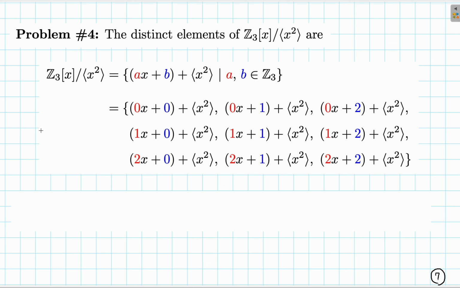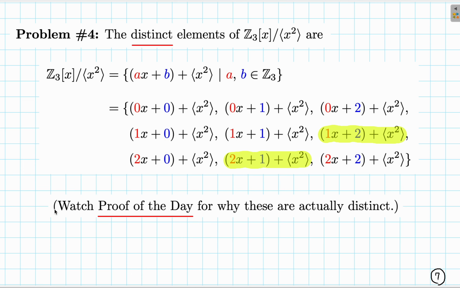But one question remains: how do we know that these 9 cosets are actually distinct from each other? So for instance, how do we know that this coset, x plus 2 plus ⟨x²⟩, and this one, 2x plus 1 plus ⟨x²⟩, are actually different cosets? And for the answer to that question, please watch the proof of the day that appears later in this video. And now that we know its distinct elements, in the next couple of slides, we'll do some computations in this quotient ring.